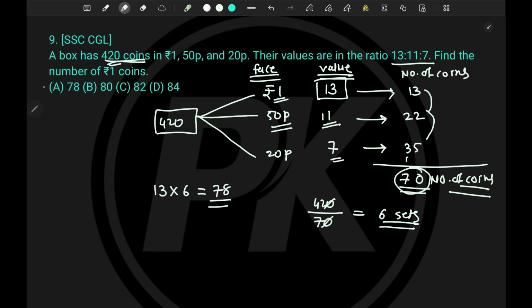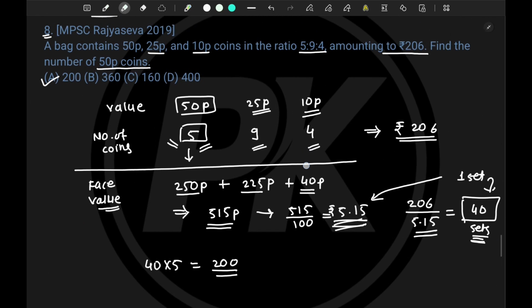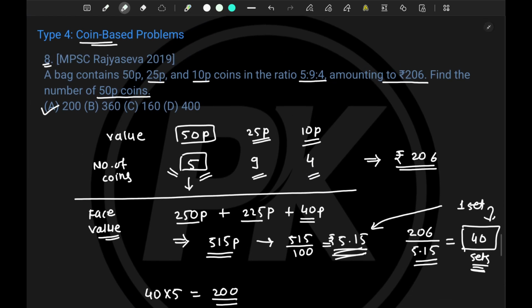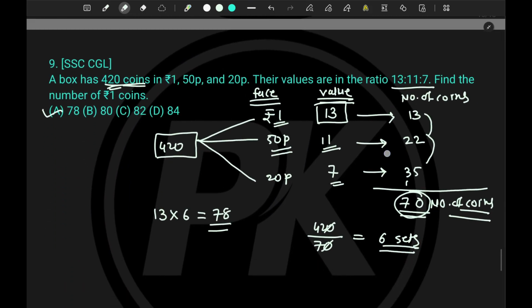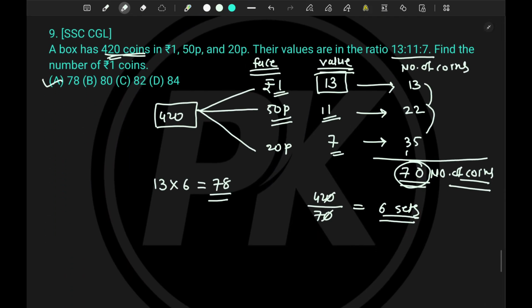78, and hence option number A is correct. Okay, revise these two problems, at least solve them two or three times, then you will understand the perfect logic behind it, and you will not get confused in the examination. Now let's move to the next type.